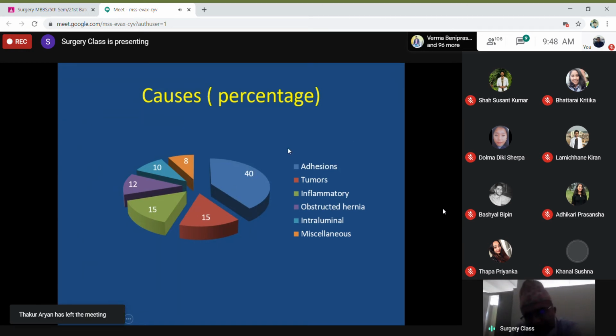In some patients the adhesion may develop without any prior history of surgery. In some patients, there may be a history of some inflammation, tuberculosis, or some unknown or subclinical infections. So whatever the mechanism, adhesions come as the first cause for intestinal obstruction. It is followed by tumors and inflammatory conditions in equal percentage, followed by other less common conditions like obstructive hernia, intraluminal causes, and miscellaneous.